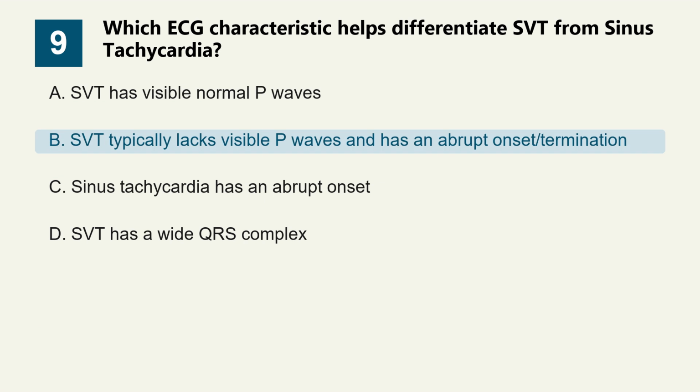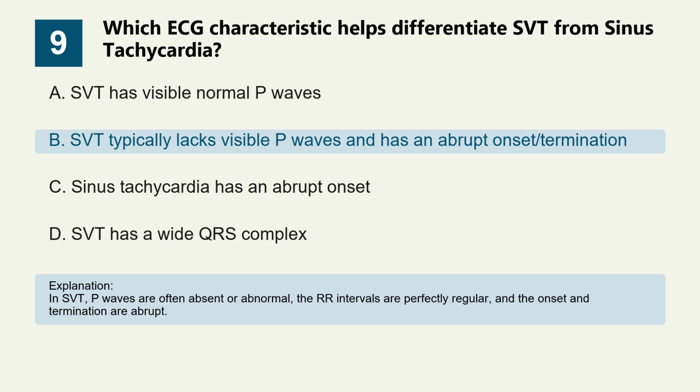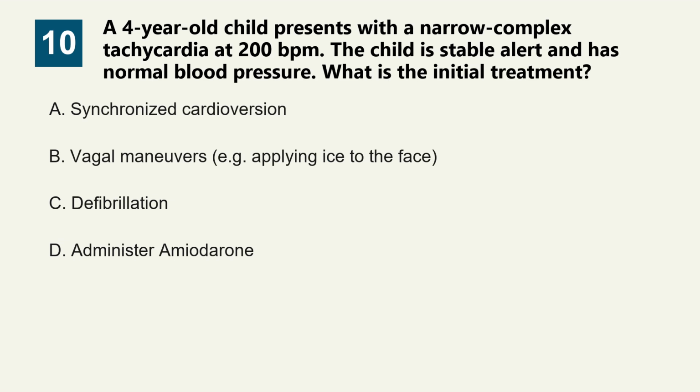SVT typically lacks visible P waves and has an abrupt onset and termination. In SVT, P waves are often absent or abnormal, the RR intervals are perfectly regular, and the onset and termination are abrupt.